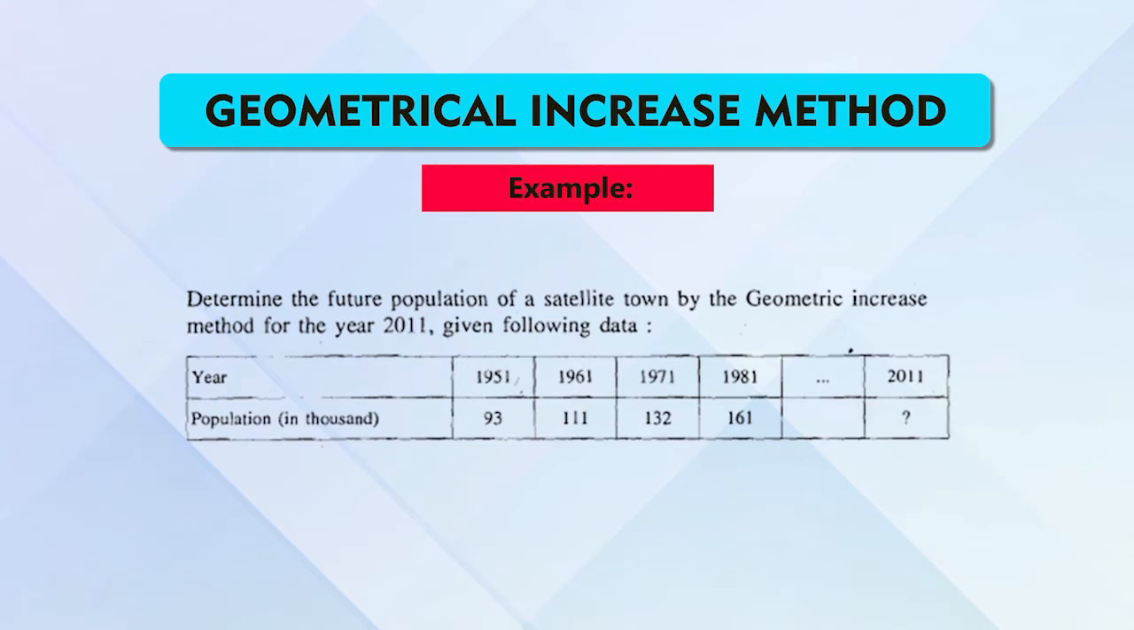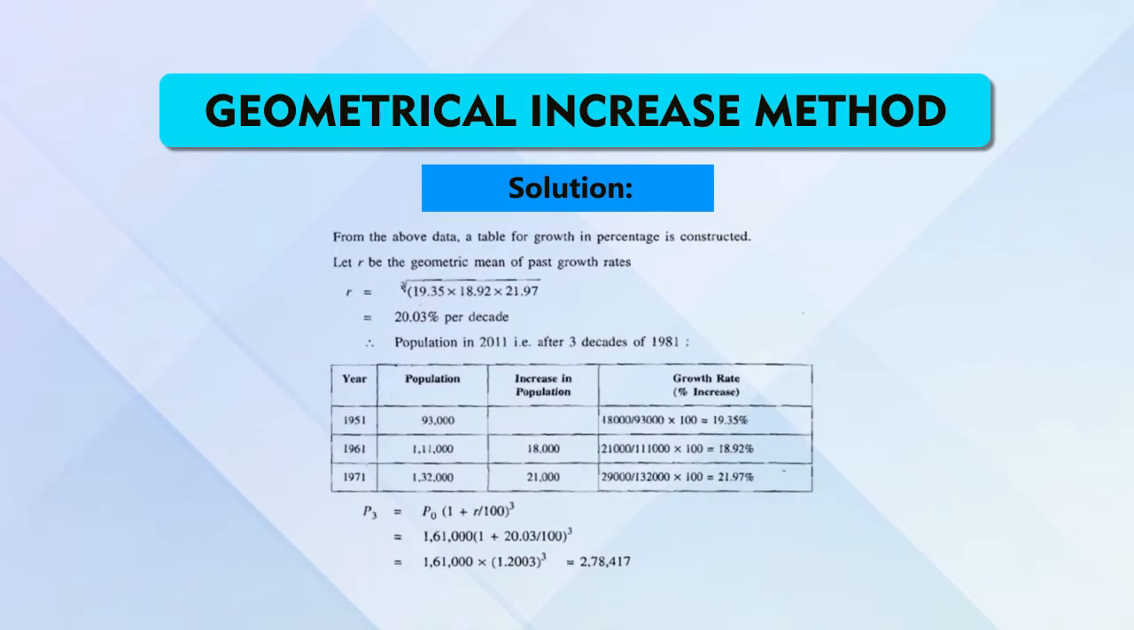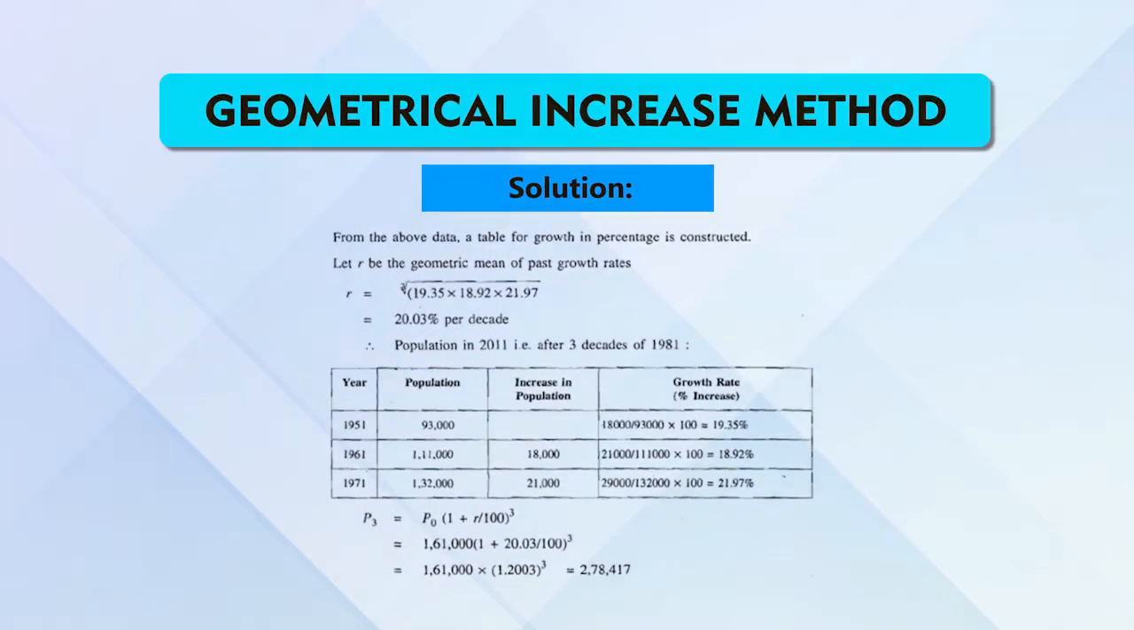Determine the future population of a satellite town by the geometrical increase method for the year 2011. Data is given. The years start from 1951. Population is 93,000. In 1961 the population is 111,000, in 1971 it is 132,000, in 1981 it is 161,000, and up to 2011 we have to calculate the population. From the above data, we will first calculate the geometrical mean of the past growth rate.